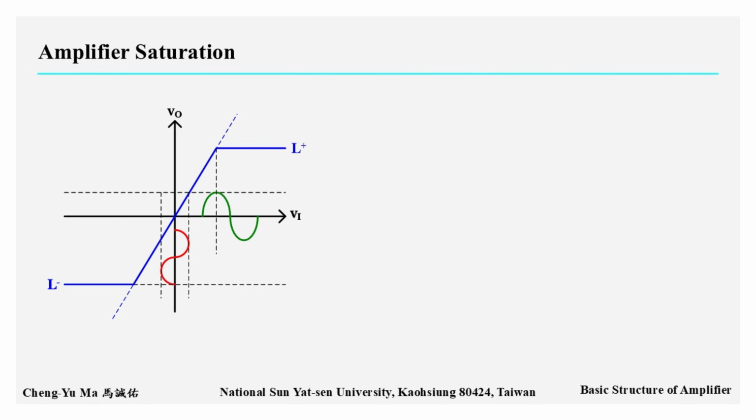As shown on the slide, when the input signal is the red curve, the output voltage is the green curve. Because the output signal does not exceed the saturation output voltage of the circuit, it can be linearly amplified normally, and the signal shape is not distorted.